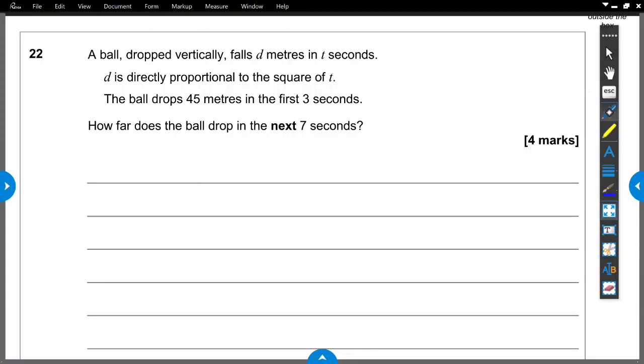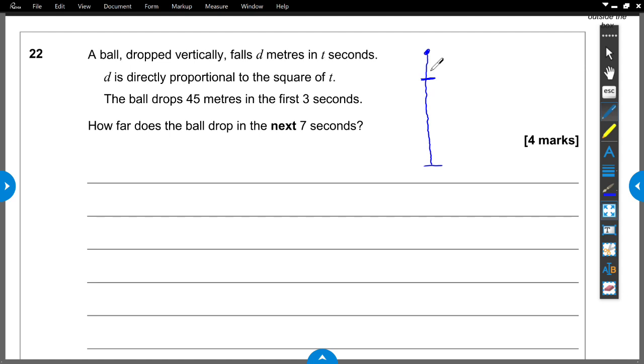It might help if you draw a quick sketch of what's going on. So the ball is at rest at the top. We drop it, and for 3 seconds it's covered this distance. And then it goes another 7 seconds. It's going further, it's done a greater distance.